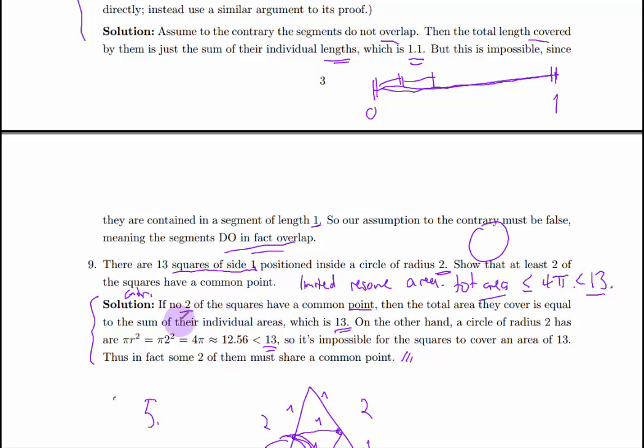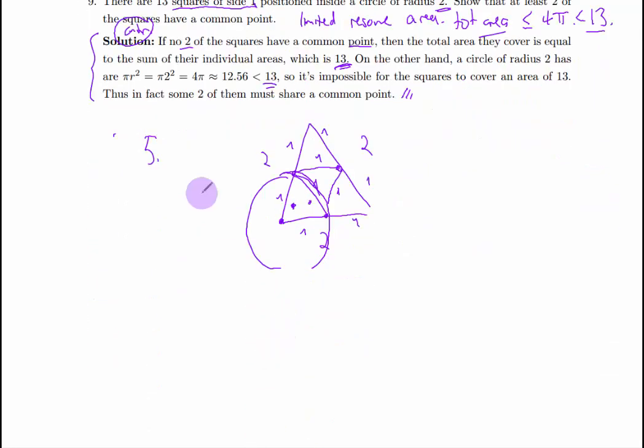Okay. Notice this contradictory structure here. It's not written out with all the details, but that's what's going on here. He's doing contradiction. He's saying that contrary to what we want to prove, we assume that there are no common points in any of the squares. The consequence of that is that they cover an area of 13. However, they're inside the circle. The circle has total area less than 13. There's not enough room for them all to fit without overlapping. Okay, so that's the solution to this problem.